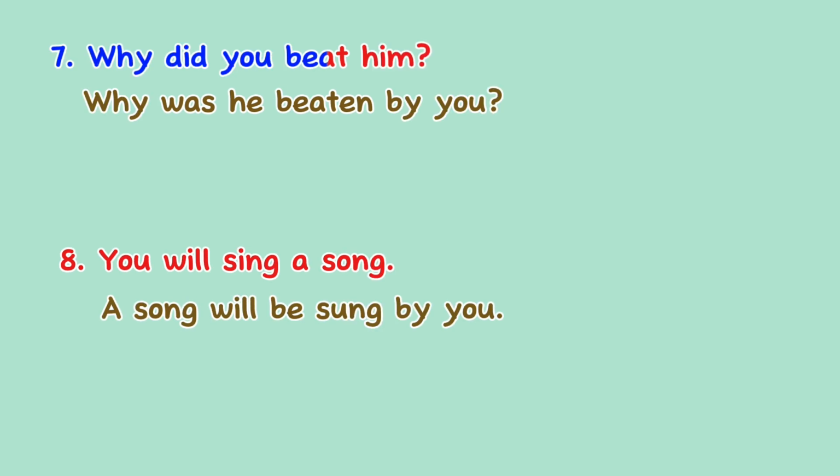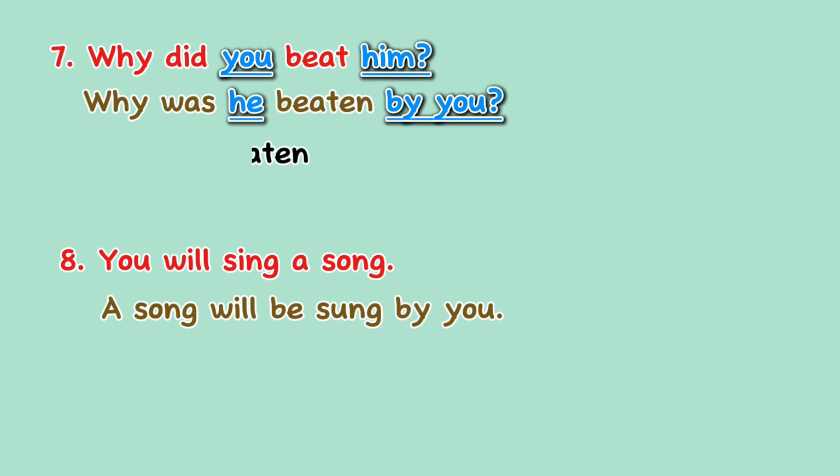Why did you beat him? The passive is: Why was he beaten by you? In the original sentence, the subject you performs the action of beating, directed towards the object him. To convert this into the passive voice, the object him becomes the subject of the sentence, and the original subject you is moved to the end, introduced by "by."